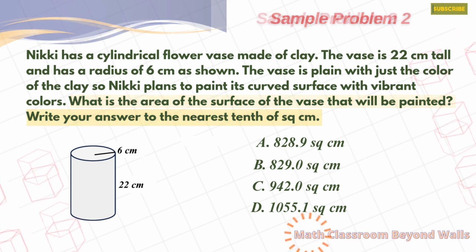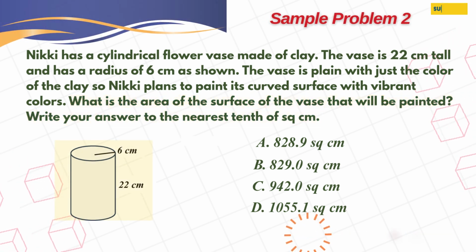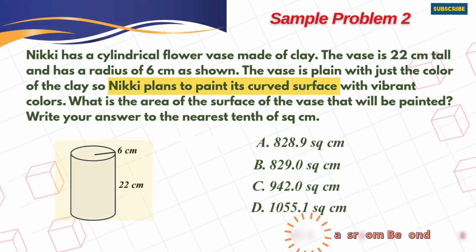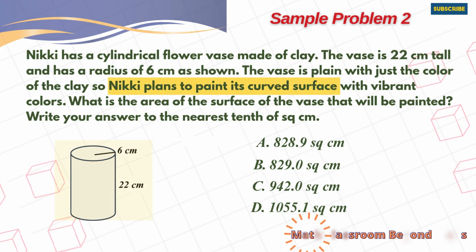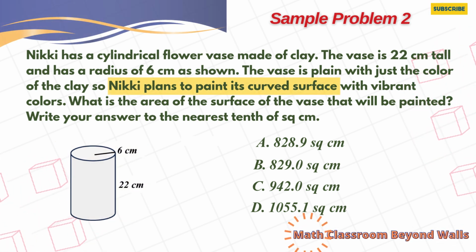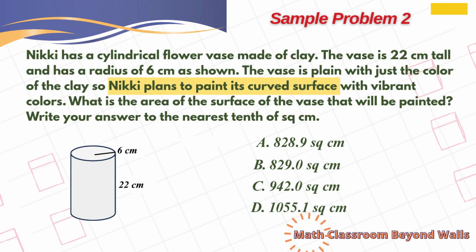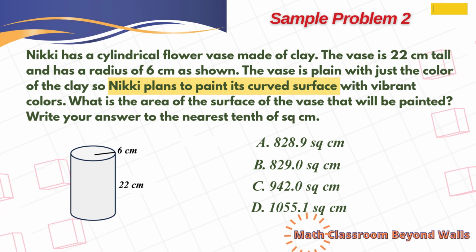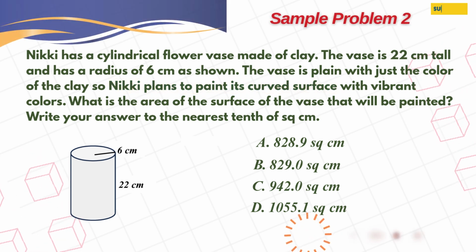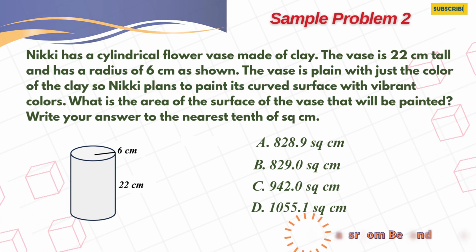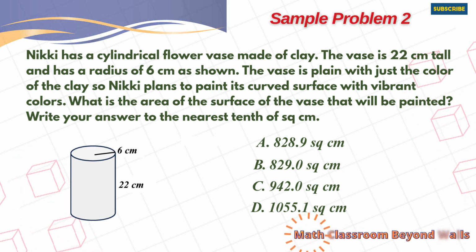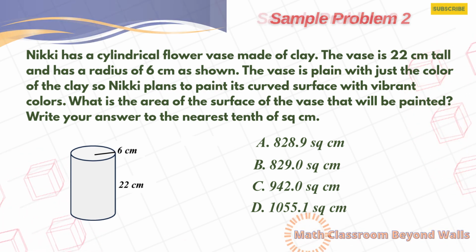What are given? We're given a figure of the vase with its dimensions. The problem also states that Nikki plans to paint its curved surface only. So, Nikki plans to paint the curved surface of the vase only. Where is this in our cylinder, learners? Okay, so to answer the problem, we will therefore just consider the formula in determining the area of the curved surface, right? Here it is.